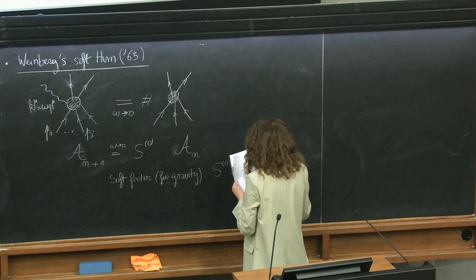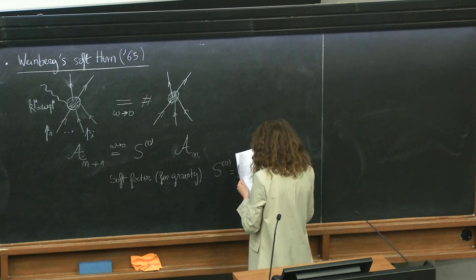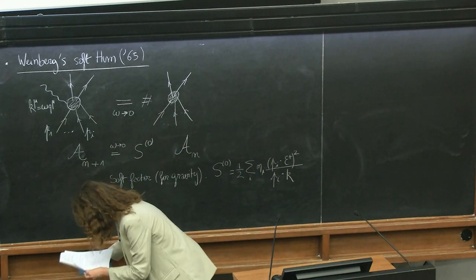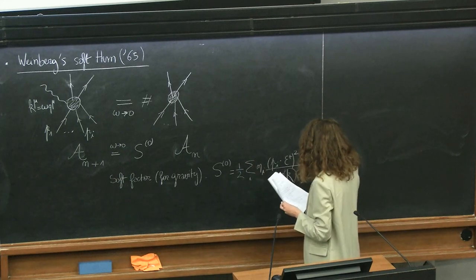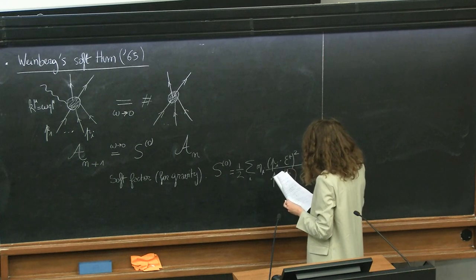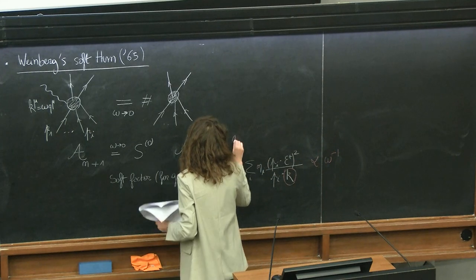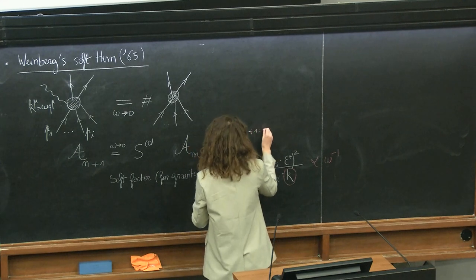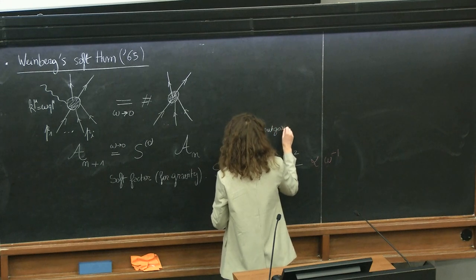Which only involves the momenta of the hard particle and a pole, Weinberg's pole. Importantly, this pole goes like omega to the minus one. And this eta here is just plus or minus: plus one if the particle is outgoing, and minus one if incoming.